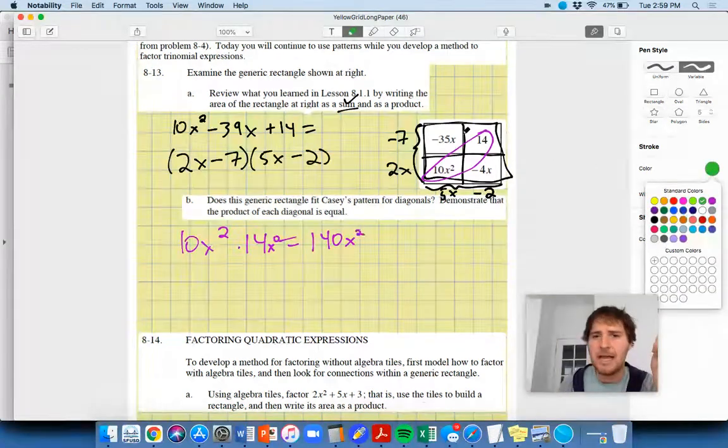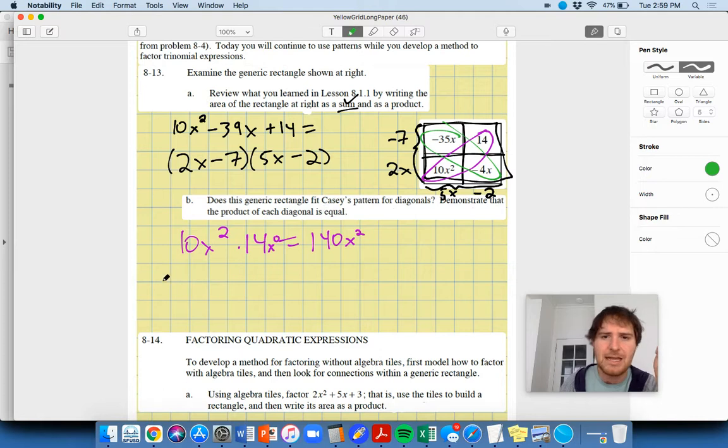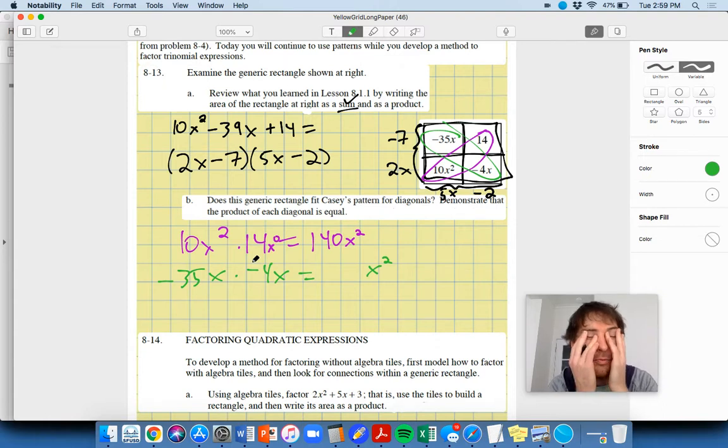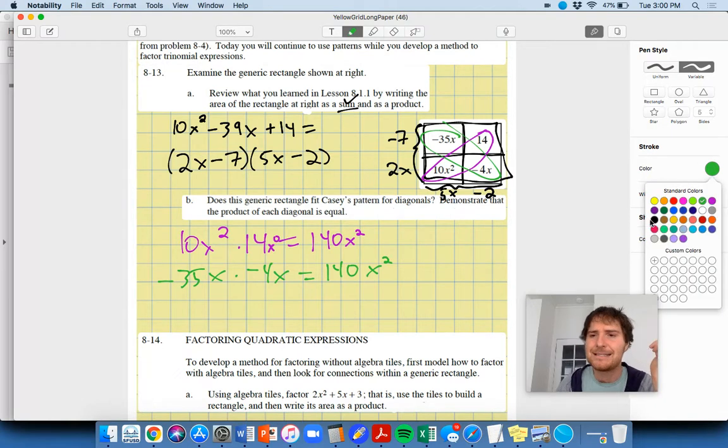What about the other diagonal up top? Let's get this one here. We have negative 35x times negative 4x. X times x is x squared. 35 times 4 is a little hard: 30 times 4 would be 120, and 5 times 4 would be 20. So yes, 140. And a negative times a negative is a positive. If you reason through it in your head, or you can just use a calculator, we got there.